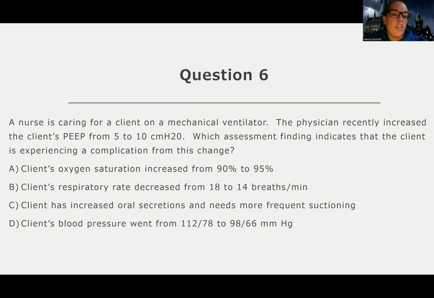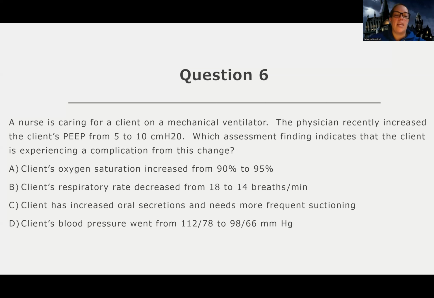Client has increased oral secretions and needs more frequent suctioning. So then I have to sit there and be like, would PEEP change that? And if so, is that concerning at all? So they're having more increased oral secretions. I don't think PEEP can cause that. And I guess getting secretions up is a good thing, because they're getting some of their secretions out. It's better out than to get stuck in their airway. So needing more frequent suctioning isn't necessarily always a bad thing, if we're utilizing it correctly, of course. And at the end of the day, I don't think increased oral secretions is related to PEEP.